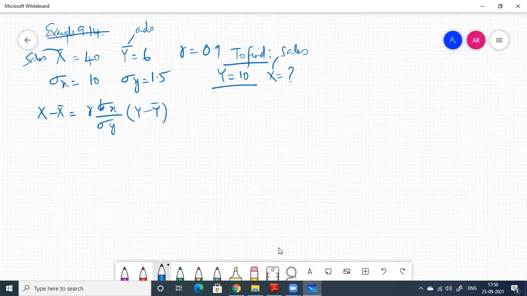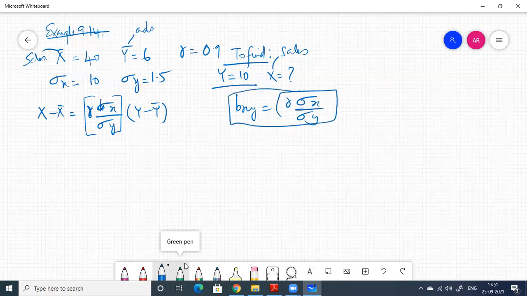This is the original formula. You remember? Instead of that only, we took this whole thing and replaced it by b of xy. b of xy is actually equal to r into sigma x by sigma y. We replace. So now what is given directly is sigma x, sigma y, and r. Sigma x is given, sigma y is given, r is given. Then x bar is also given, y bar is also given. Now substitute all of that.